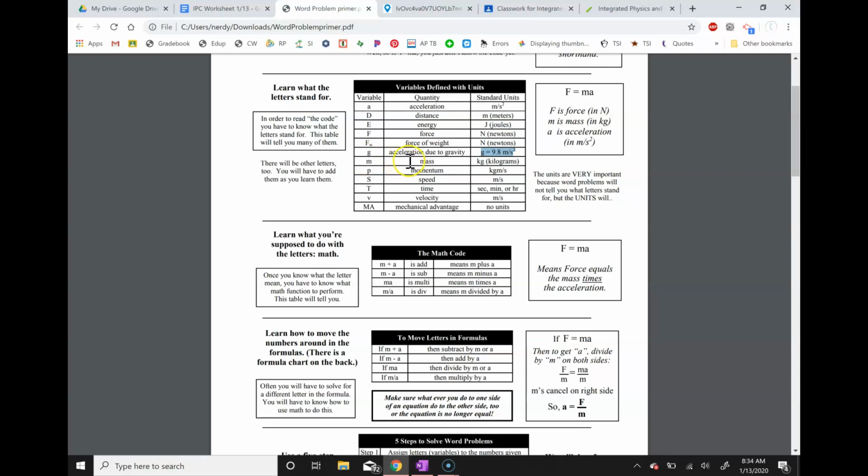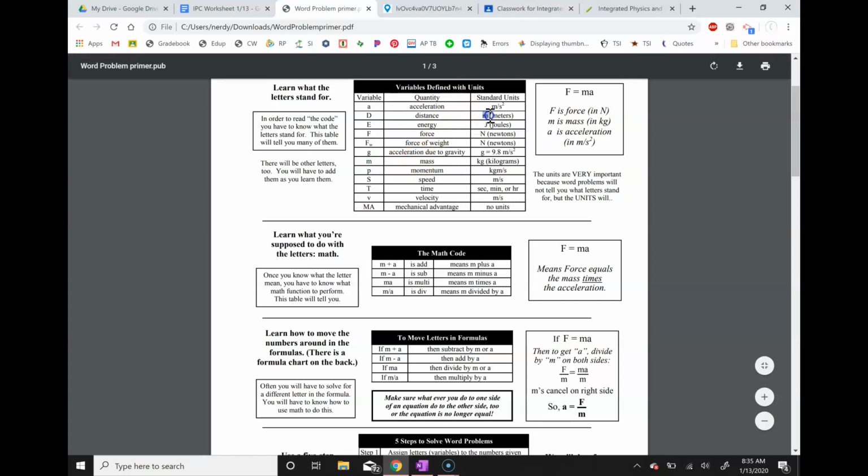Lowercase m stands for mass, and we measure that in kilograms or kg, both lowercase. I wouldn't use the lowercase m for meters, which we will see later on. It does say lowercase m up here for meters. You may want to do a capital M for one of them. Just make sure you know which one is which.